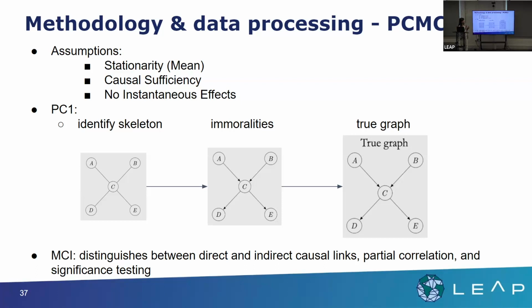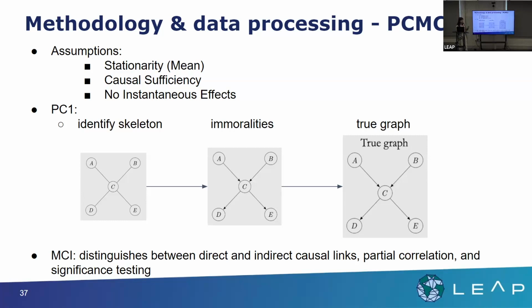The algorithm that I use to take the observational data and create a graph out of it is called PCMCI. It's composed of 2 parts, so the PC1. What the PC1 does is it first creates a skeleton graph, as you can see on the left. And then it identifies immoralities. Immoralities are what A, B, and C would be right here. Once it has immoralities discovered in the graph, then it uses these assumptions I've referenced to create a true graph.